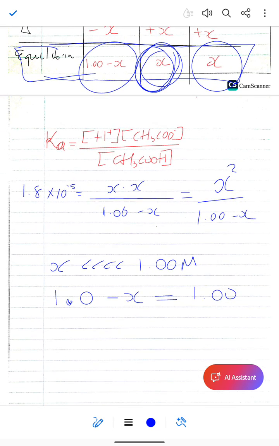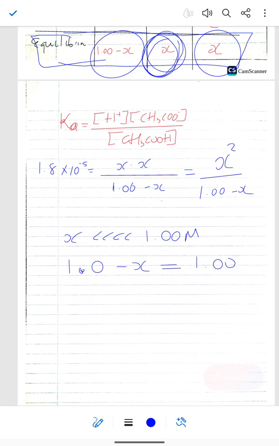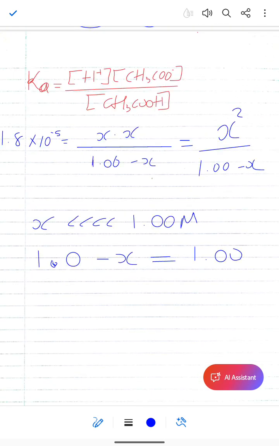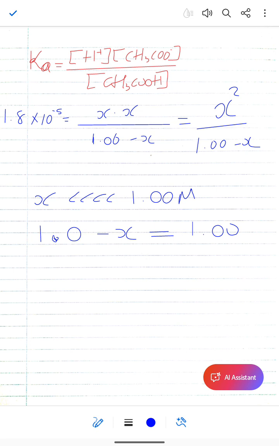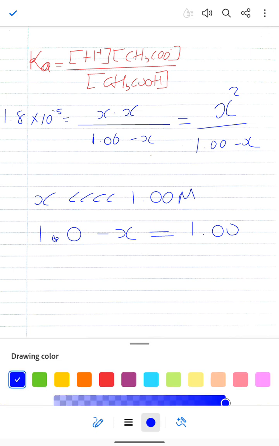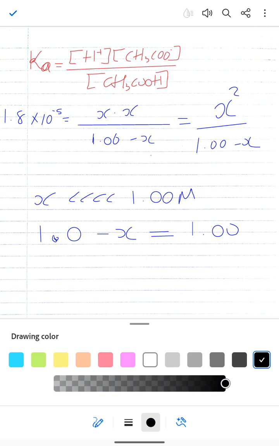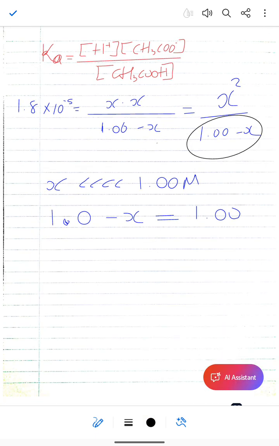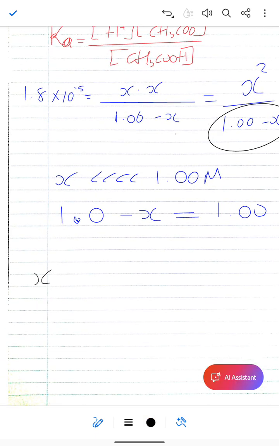So I won't explain much why we assume. We have talked about that for the longest time. So that means if this X is less than this, it won't have a significant impact here. So X will simply be the root of 1.8 times 10 to the power negative 5, right?